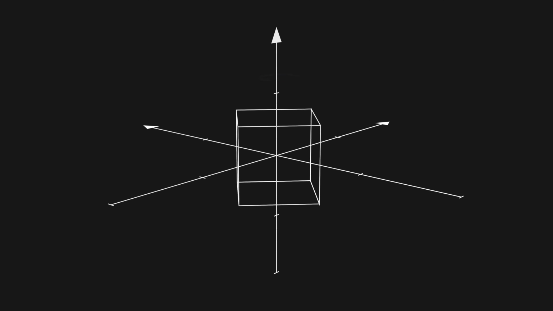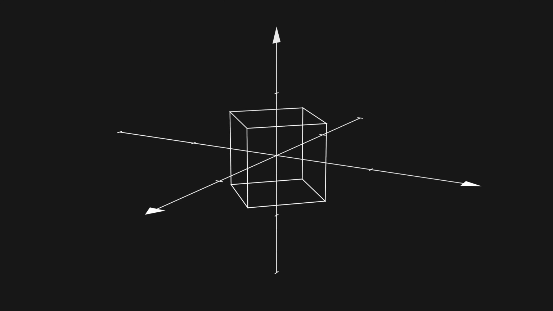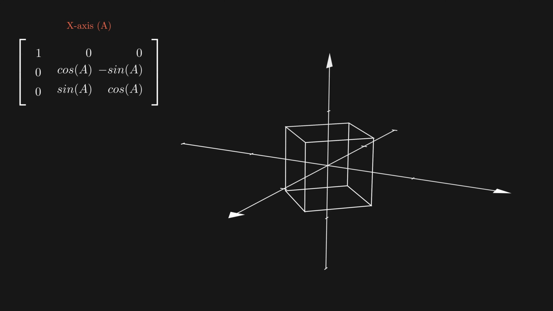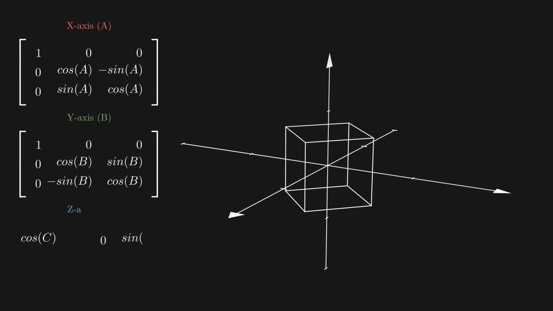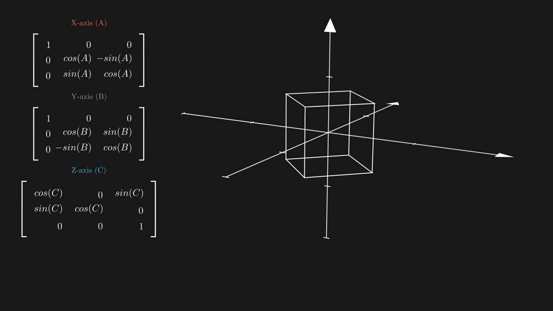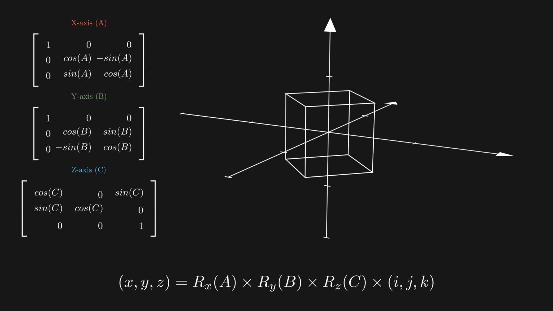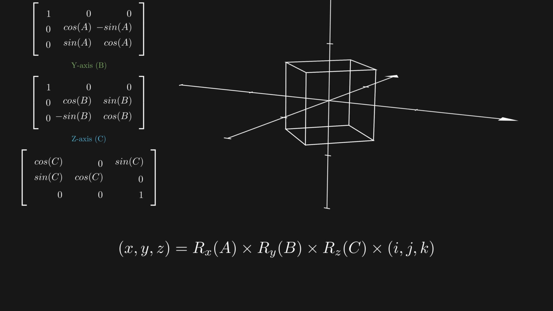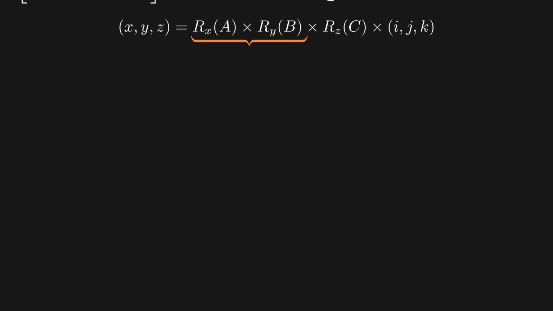Every point on our cube starts with coordinates I, J, K. To spin the cube, we transform these into new coordinates X, Y, Z. These matrices define how a point rotates around the X, Y, and Z axis, centered at the origin. To rotate a point, we multiply its coordinates, I, J, K, by each matrix, one after another.